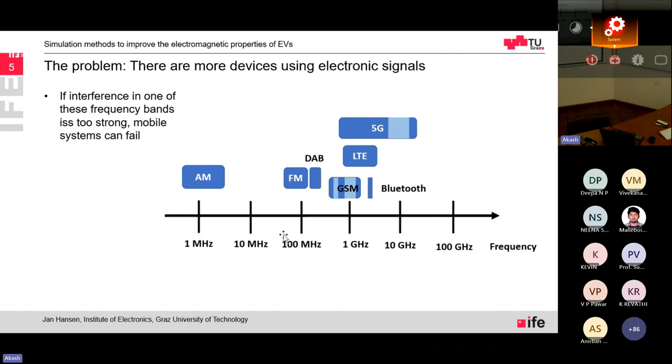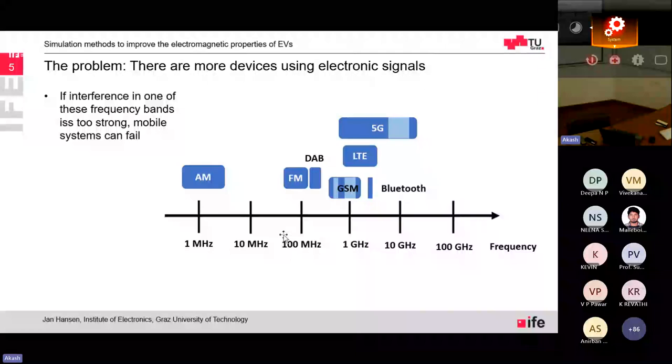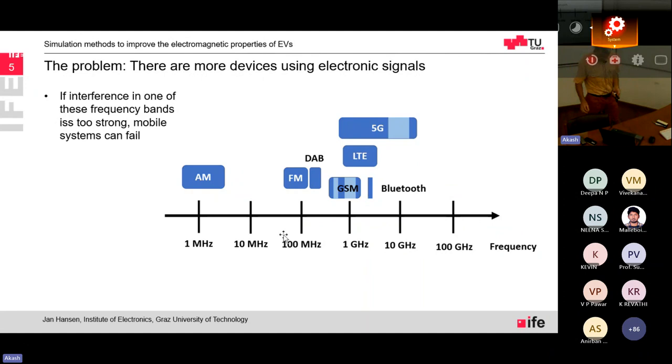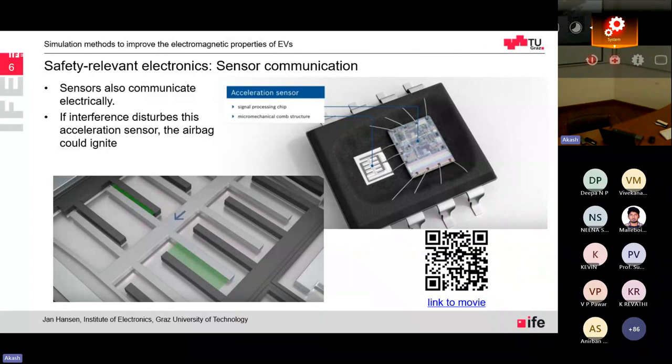Here, this is mobile phones. There is also radio. The FM radio band is here at 100 megahertz. We have other radio bands at lower frequency. This is one problem. But wireless communication, it could work without. We have more electronic devices in the car, and I brought a very particular one here, which I like very much. This is an acceleration sensor. And this acceleration sensor, everybody has it. It's in cars, and it's also in cell phones.